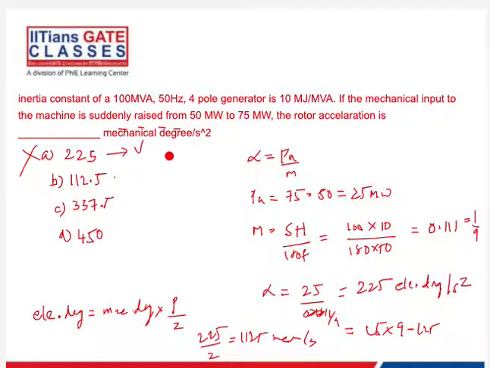The answer is B. You have to be very careful with respect to GATE questions about what they are asking, and they will always have some wrong answers in the options corresponding to whatever mistakes you can make. Is it clear?